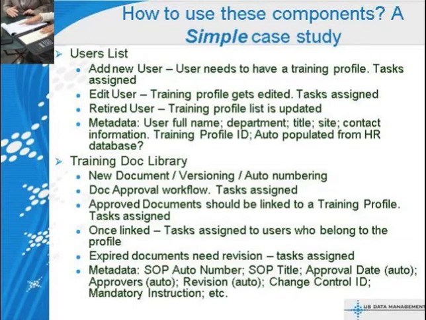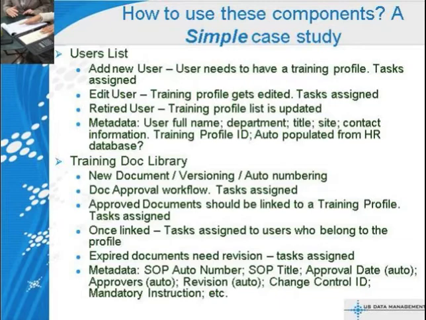So you might edit the user, right? So you edit that item in that list. Perhaps the title is changed, for example. And if the title is changed, perhaps the profile needs to be changed as well. So you send out a task to the training manager saying, hey, this person's title has changed, double check his profile.